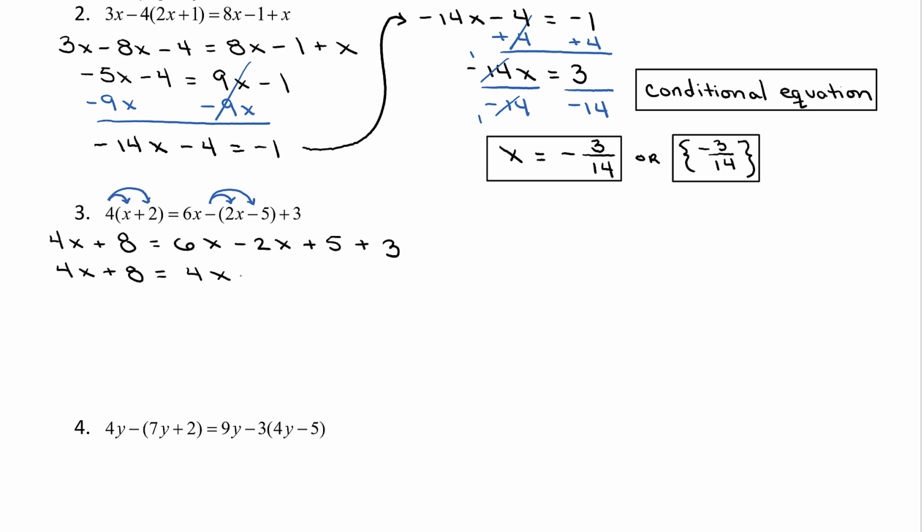And then I'm going to combine the 5 plus 3, which will give me 8. Here at this point, hopefully you can see that what we have on the left-hand side is completely equal to what we have on the right-hand side. But I'm going to keep going.